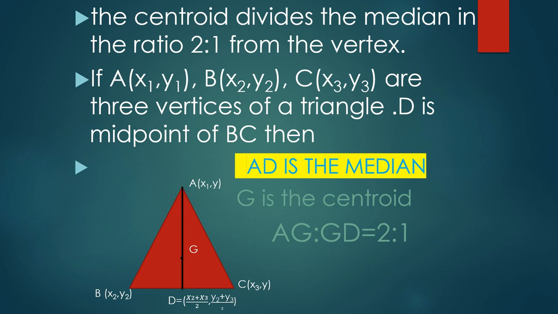If A is (x1, y1), B is (x2, y2) and C is (x3, y3) are the three vertices of a triangle, you can observe it in the figure. There is a blue triangle, all three vertices are marked, and D is the midpoint of BC. So the coordinates of D are ((x2 plus x3) by 2, (y2 plus y3) by 2). AD is the median and G is the point which divides AD in the ratio 2:1.